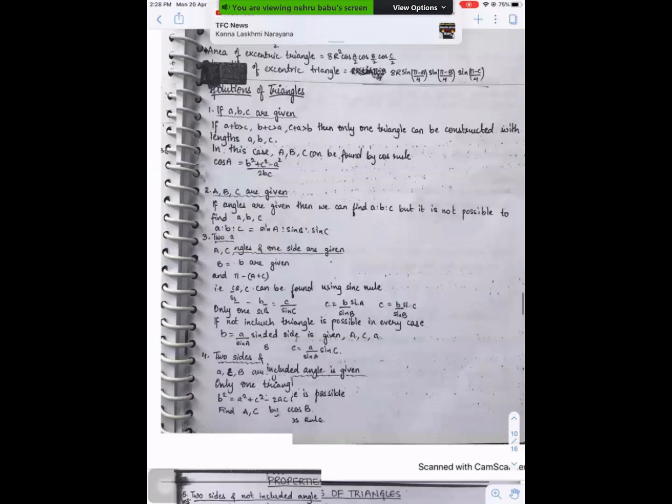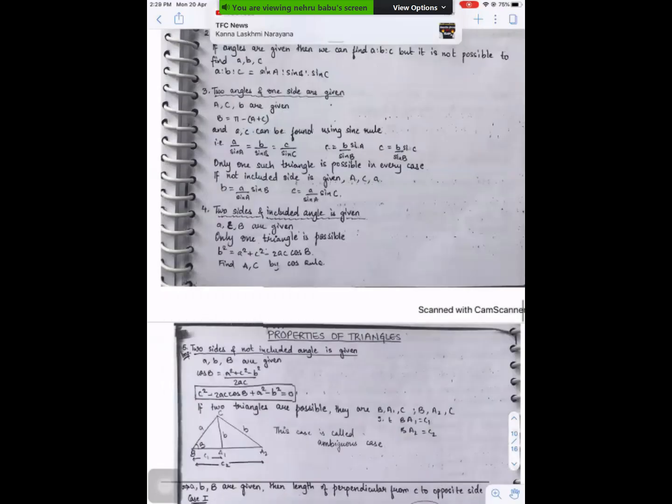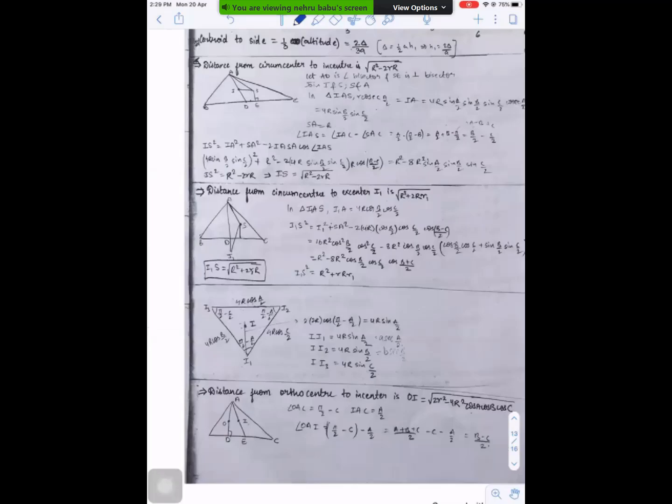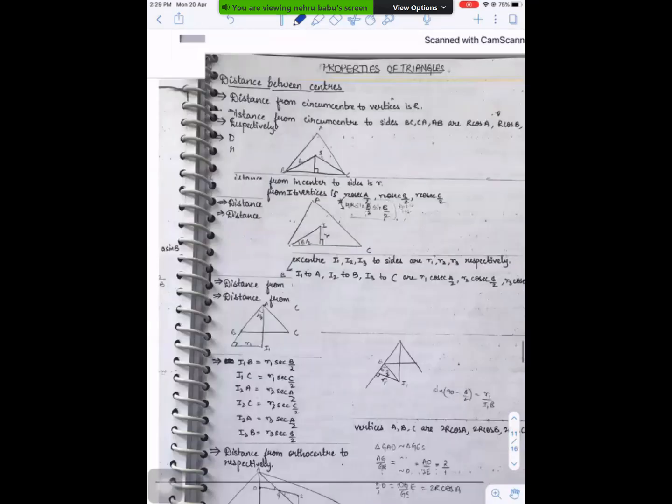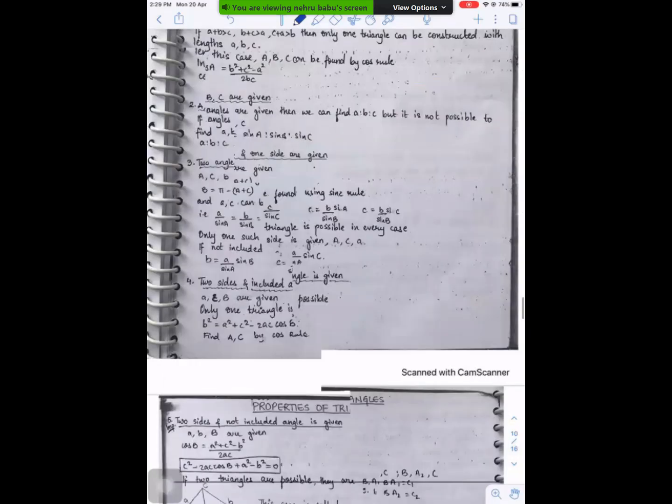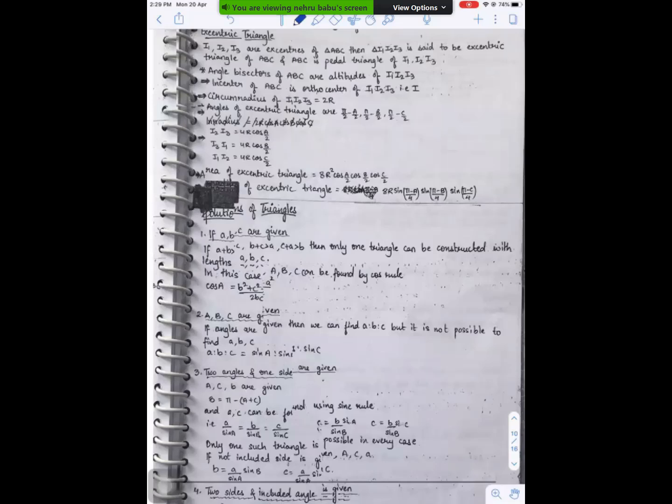Okay, distance between centers. Related to pedal triangle, if you observe. Here in related to pedal triangle, what you have to remember is, if ABC is a triangle, no doubt DEF is the pedal triangle of ABC.